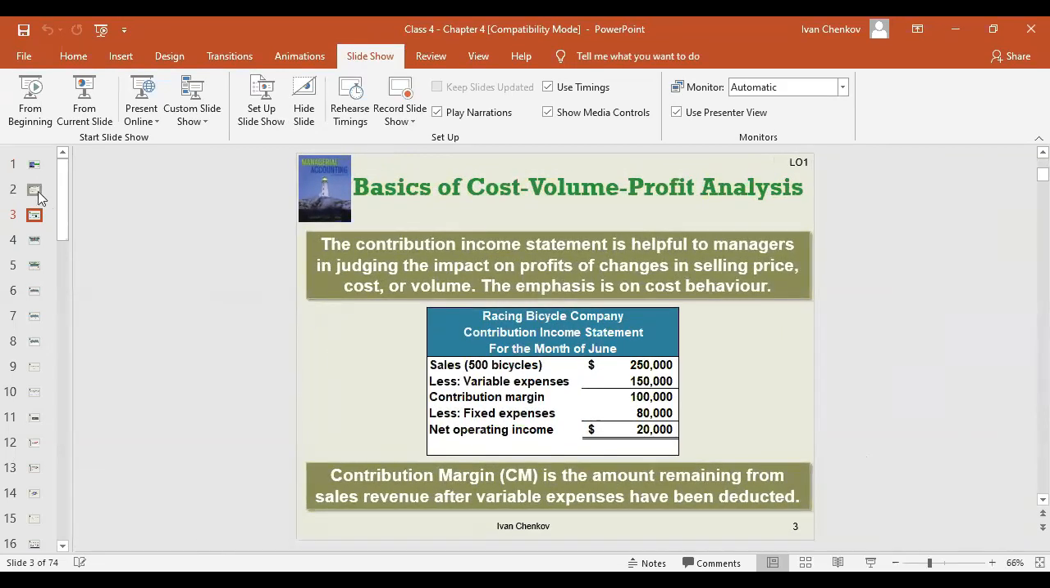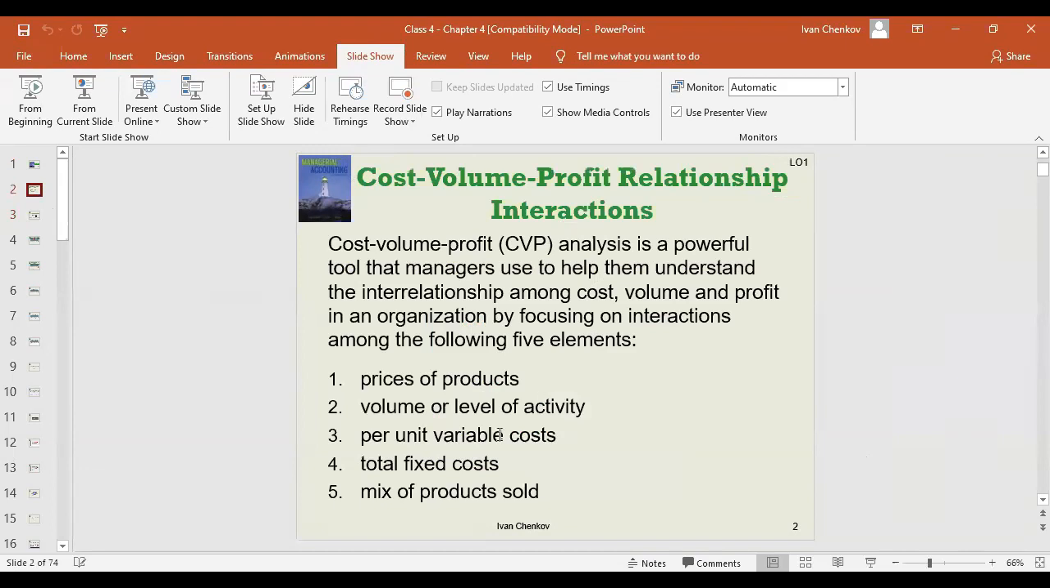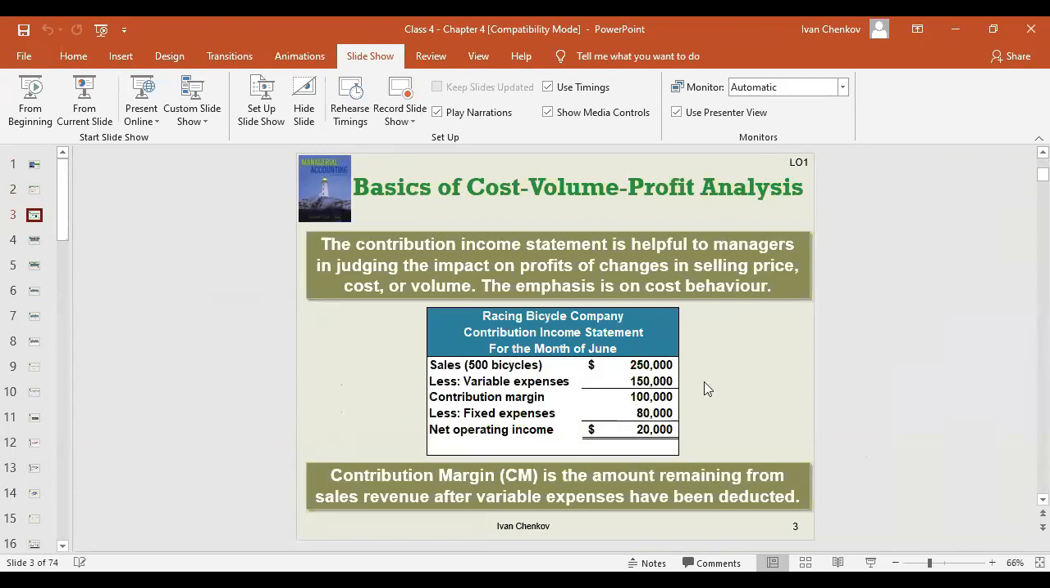Okay, so this is the contribution margin. The cost volume profit relationship gives you the price per product, volume level of activity, variable cost per unit, total fixed cost, and mix of the products. Now on these slides, you're going to see this is the pure contribution income statement. We're going to go with this example through the entire slides, so it's important for you to see and understand it here. We can get the contribution margin, and as long as the contribution margin is high enough to cover our fixed expenses, we are on positive operating income.